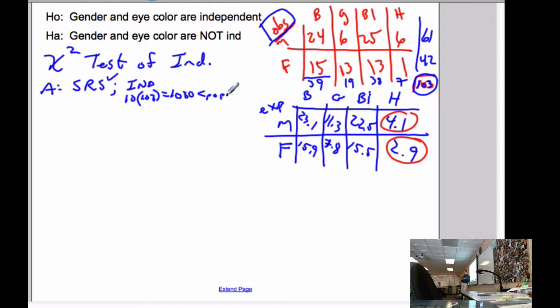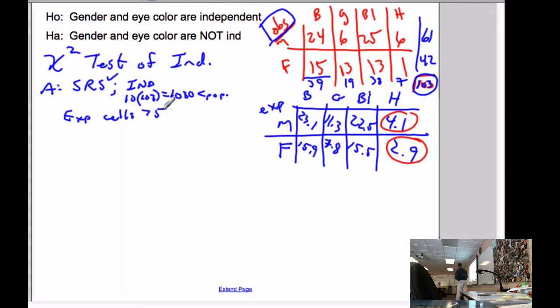Then I have to test my expected cells. Assume that this is not filled in yet, okay? Are all expected cells greater than 5? You have to absolutely put together an expected cell chart, okay? Assume that these numbers are blank, because I haven't shown you how to do that yet. So you write this chart out, and we've got to fill that in.